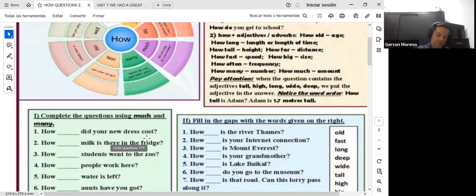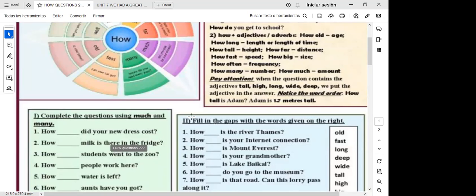So, teacher, tell me. So the second one, how many milk in there?